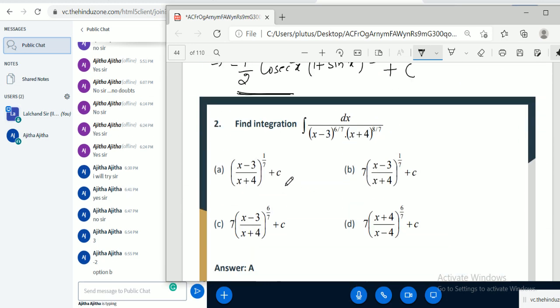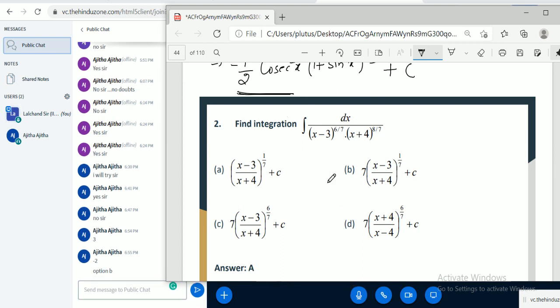This question is also asked in JEE Mains 2020.